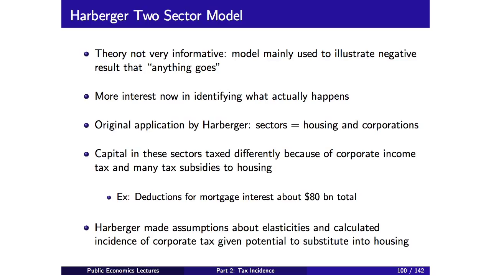So today deductions for mortgage interest are about $80 billion total. What Harberger did is made assumptions about these various substitution elasticities and what the production functions look like in the housing sector and the corporate sector, and calculated the incidence of the corporate tax given potential substitution into housing. Okay, so that was the idea of the basic application.